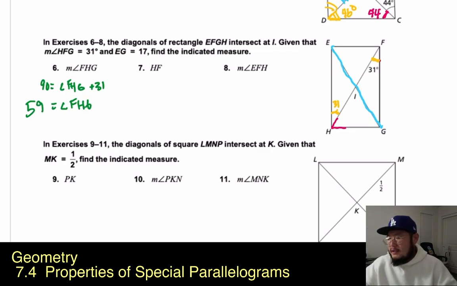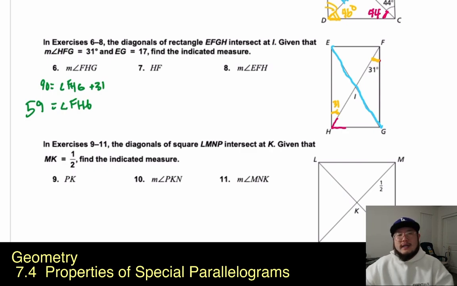E to G is 17. So that'll help us with number 7, because they're saying, well, let's find H to F. The diagonals right here are all congruent in a rectangle. So if this whole entire diagonal E to G is 17, then H to F will be the same thing as well and also be 17.